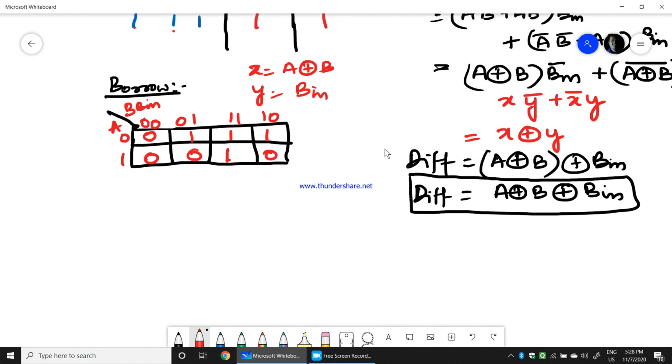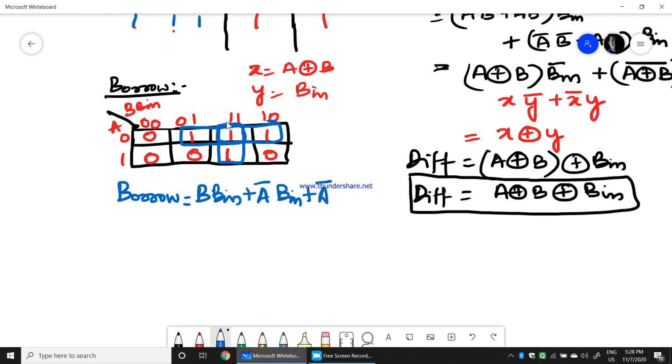So therefore now what we will do, we will group it by 2 bits. Therefore borrow would be equal to, these two ones will cancel A, I get B into B in, plus these two 1s will give me A bar, whereas these two 1s will cancel B and I get B in, plus these two 1s will again give me A bar, whereas it cancels B in, I'll get B. So this is the expression for borrow using K-map.